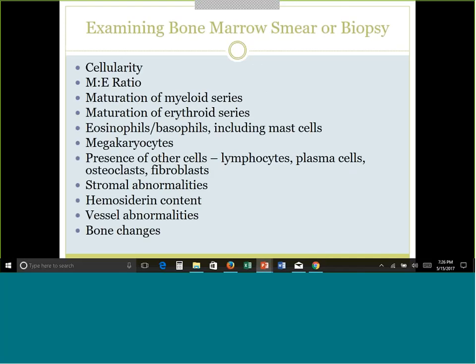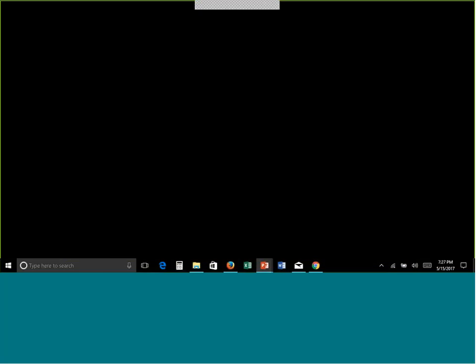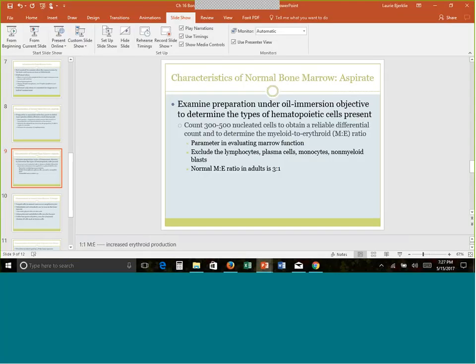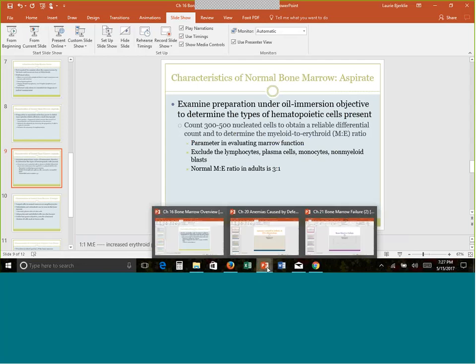So these are all different things that can occur off of a bone marrow. Basically, we just really want to take into account all cell lines. How is the production going? Are we producing enough of them? Are we producing not enough? Are there any abnormal cells present? Things of that nature. Just getting a really good overview of a bone marrow. All right, so that is just a rough overview of the bone marrow and the necessity behind it.